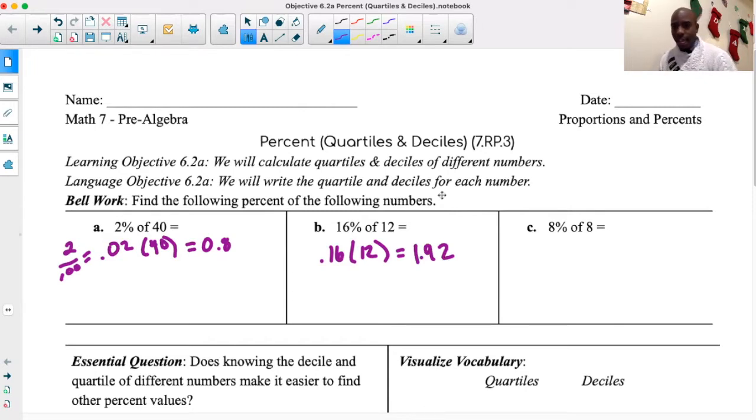And then lastly, 8% of 8. Remember, that's 0.08. I think when it comes to 1-digit percents, you might get into the habit of trying to just move the decimal one time. Remember, you do need to move the decimal twice, okay? So what we end up getting is 0.08 multiplied by 8. And we get 0.64. Right? Now, these are all a portion of these numbers.